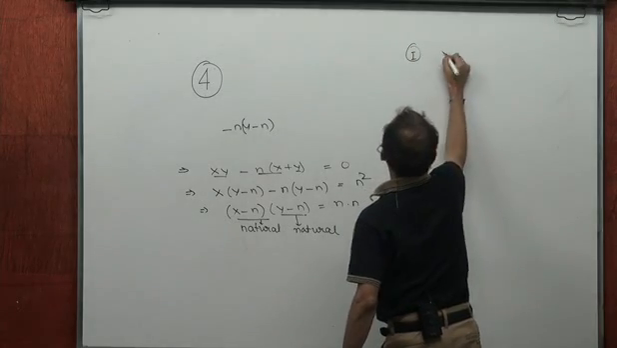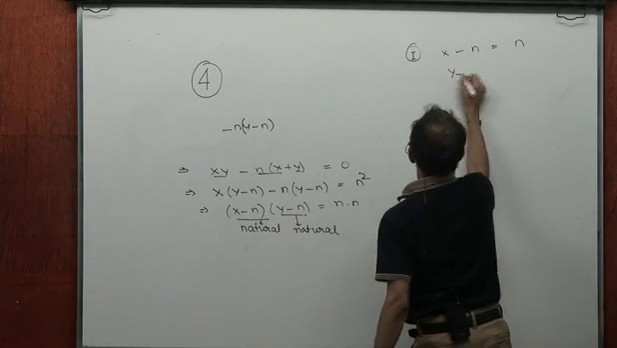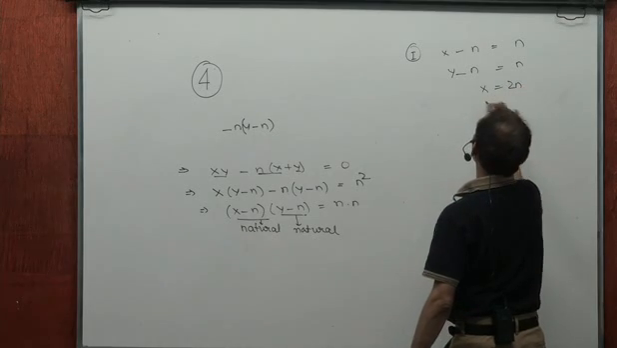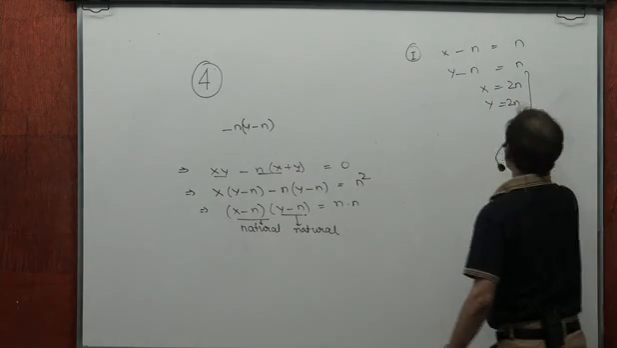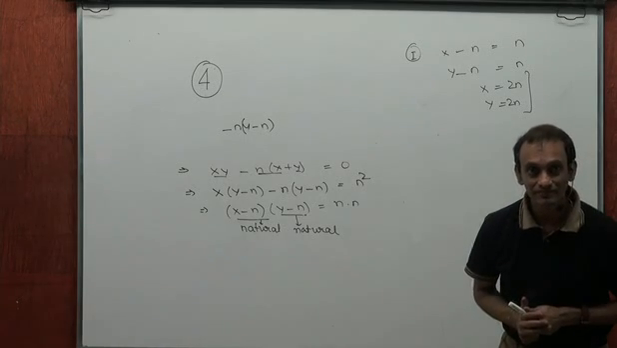Possibility 1, both equal to n. x minus n equal to n and y minus n equal to n. This will give me x equal to 2n, y equal to 2n. That was a solution we had obtained by inspection also, isn't it? Right, Utsav?